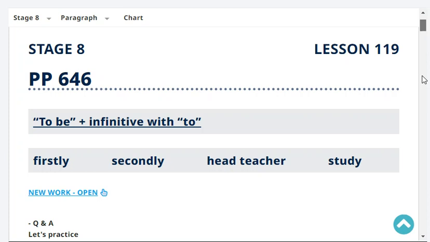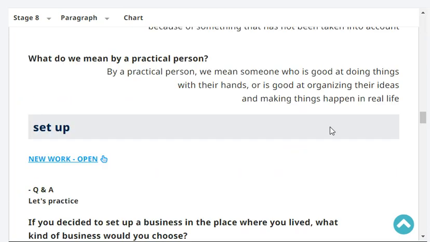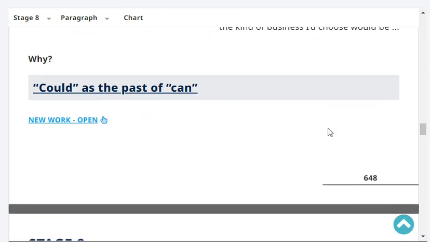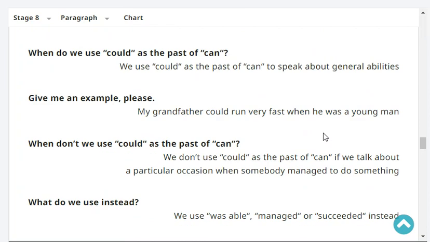Okay, let me just scroll down. Okay, so ready? Here we go. When do we use could as the past of can? We use could as the past of can to speak about general abilities. Very good.